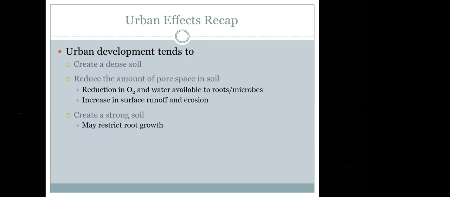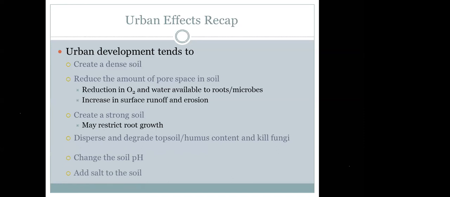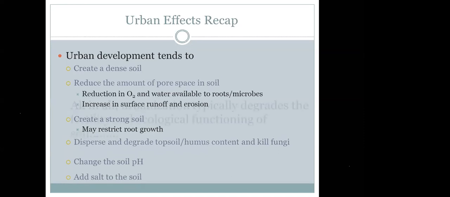Urban development tends to create a strong soil, and it may be so strong that root growth is restricted. The roots just don't have the power to push through that dense soil. And it tends to disperse and degrade topsoil and humus, spreads it throughout the soil column, and kills off a lot of the fungi. It can change the soil pH, both higher or lower, depending on what's being added to the soil. And it can make the soil saltier as well.